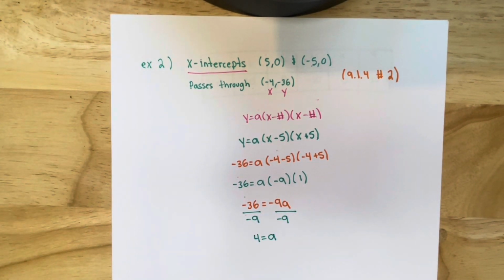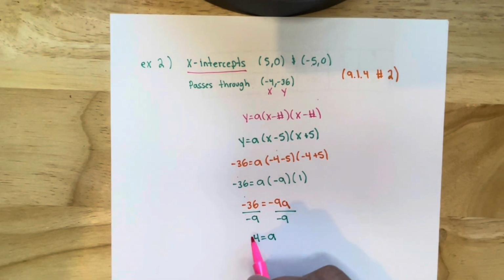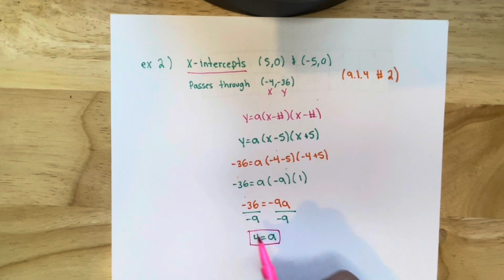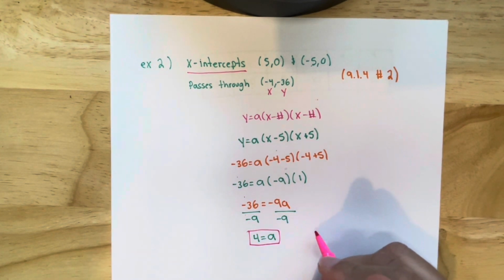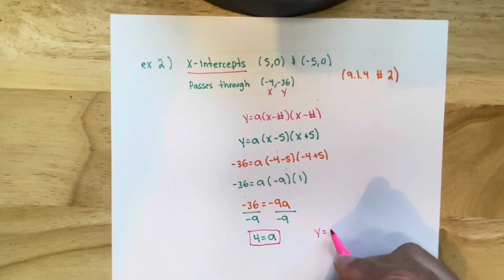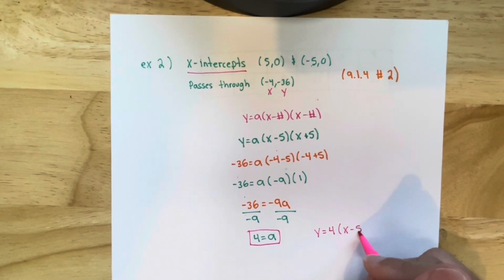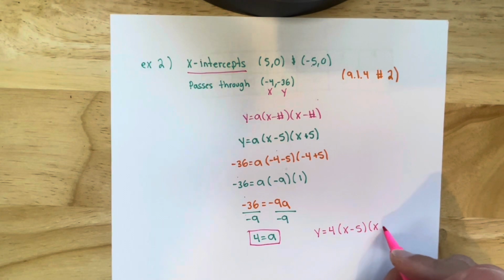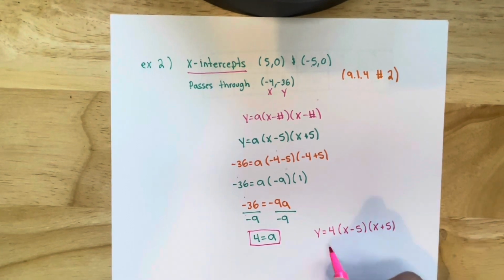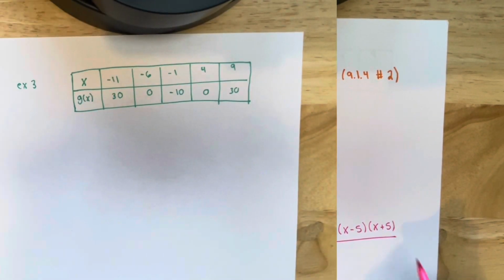Now, what I also want you to think of is 4 equaling a means my a is positive. And if you go back to previous sections, a tells you the direction of the graph. So the fact that a is positive means that my parabola, my quadratic, is going to be facing up. So when I rewrite this, it's going to be y equals a, which I know is 4, x minus the 5, and then x minus -5, which turns into a plus sign, and that would be my final answer.